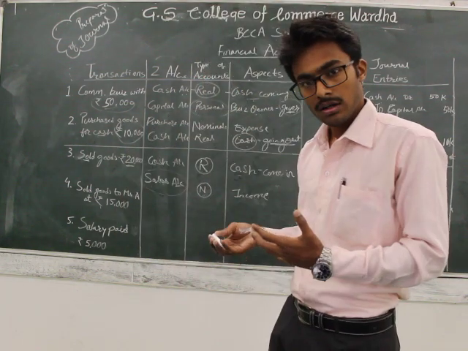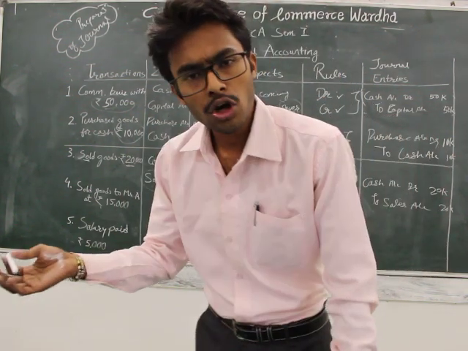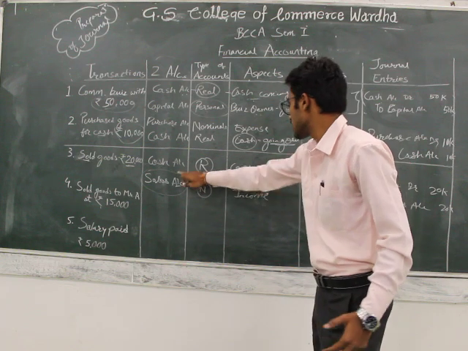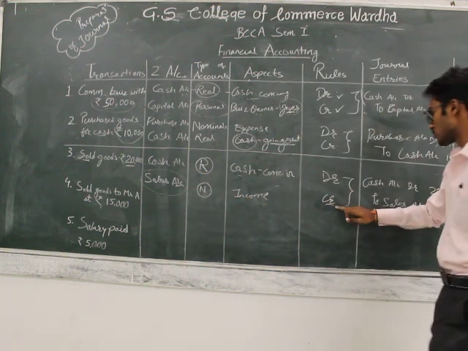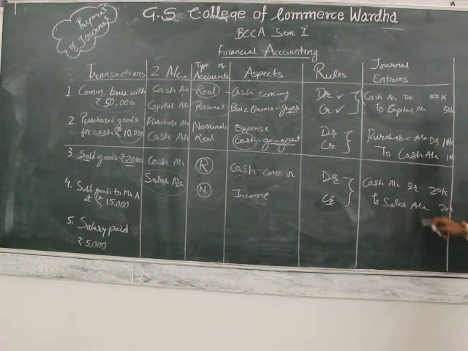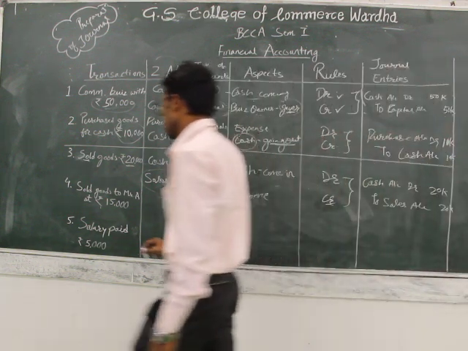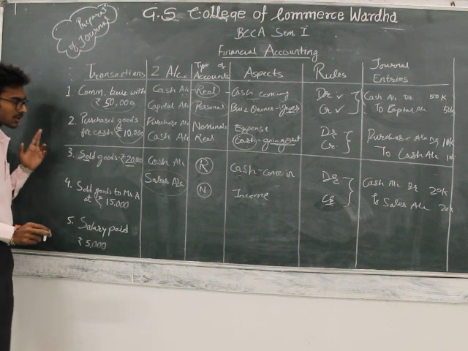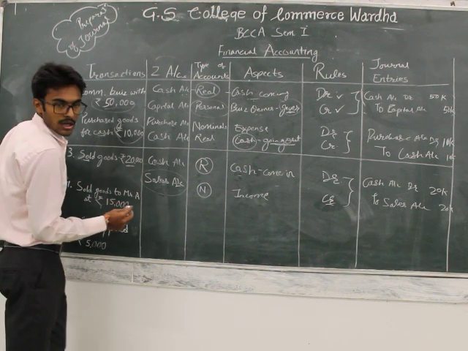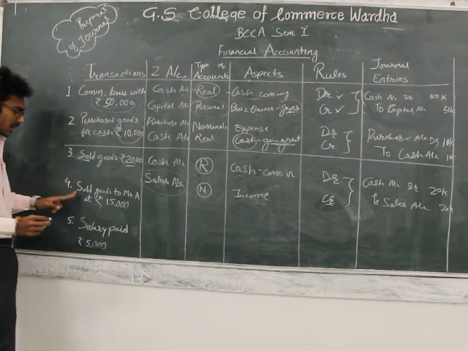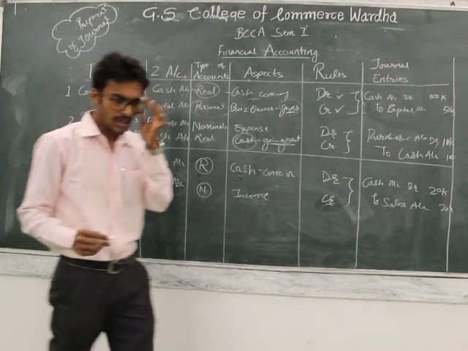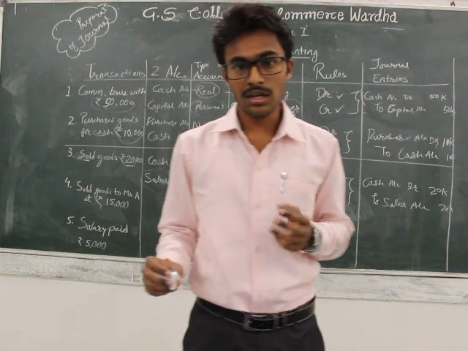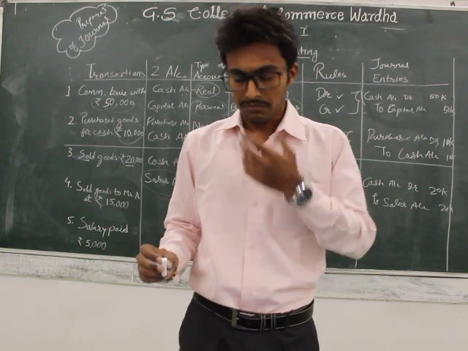We got the cash, so cash is coming in. That's why debited. Sales is income. That's why credited. The combined entry will be cash account debited to sales account. Coming to the fourth transaction for this transaction sheet: sold goods to Mr. A at rupees 15,000. As we have discussed in the previous lecture, we have two kinds of transaction.